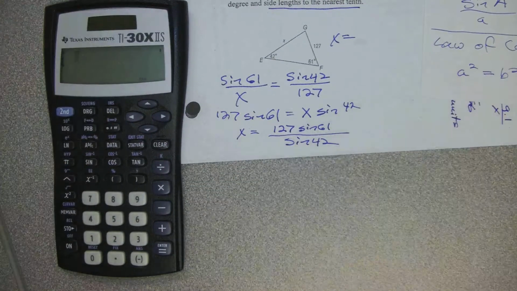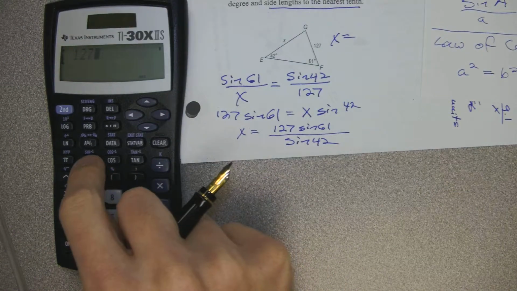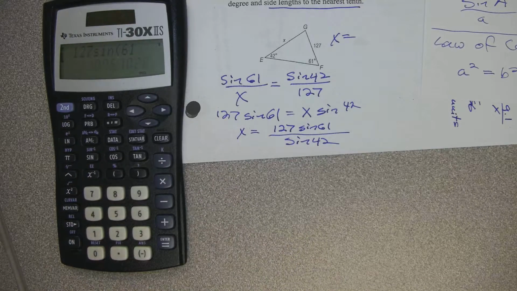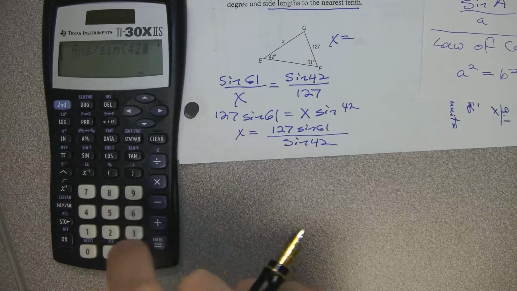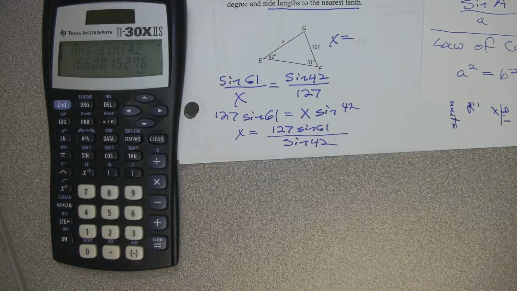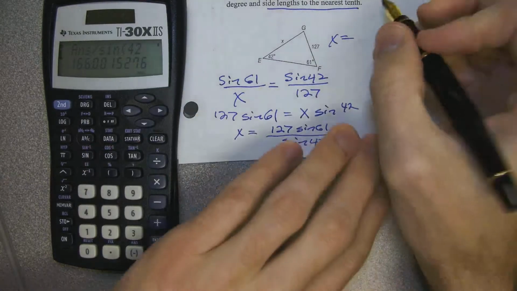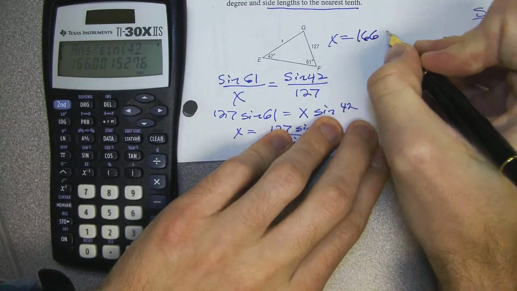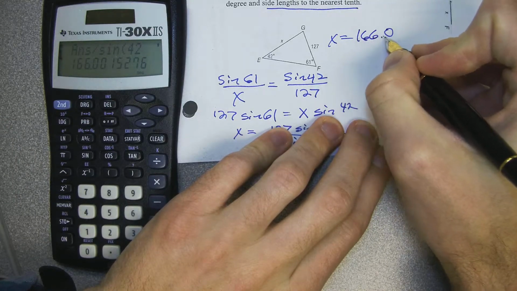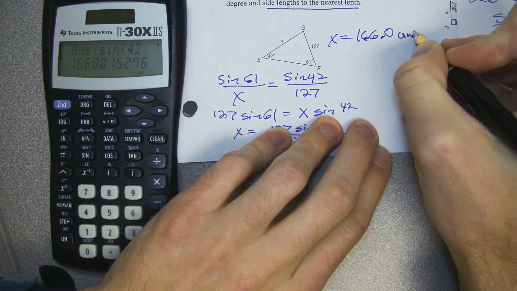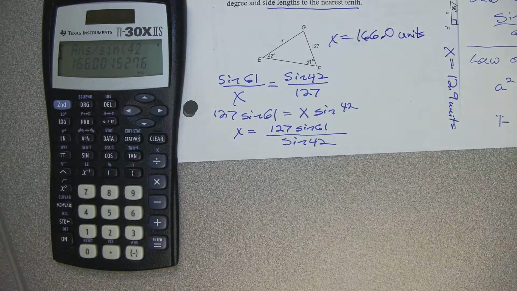Here we've got everything in the screen. So again, do the numerator first. 127 sine of 61, hit enter. There it is. Immediately hit divide, sine of 42, hit enter. And again, we are rounding here to the tenths position. Well, notice there's nothing there, so we could just say it's 166. Technically, we'd write 0.0, but you don't have to. So 166.0 units. And there we are, number 5. All right, let's keep going.